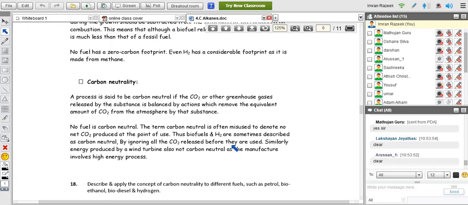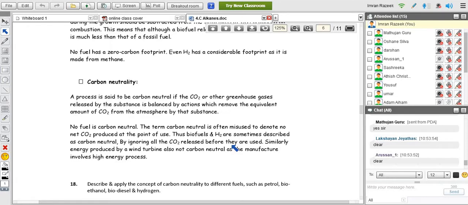plant or a tree, let's assume it absorbs X amount of carbon dioxide through its lifespan of 100 years, for example, and for the argument's sake, it releases X amount of carbon dioxide during the combustion of the wood, the tree, still it is not called carbon neutral, because it's not just burning the fuel, there are so many things to consider.